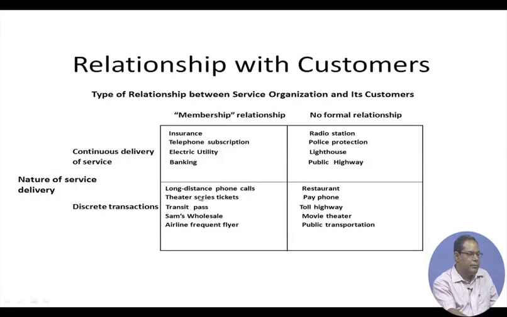The membership relationship with discrete transactions is like long distance phone calls, theater series tickets, transit pass, Sam's wholesale and airline frequent flyer. And no formal relationship, like radio station, police protection, lighthouse, public highway, there is no formal relationship, but it is a continuous delivery of service. And the discrete transactions with no formal relationship are like restaurant, payphone, toll highway, movie theater, public transportation, etc.